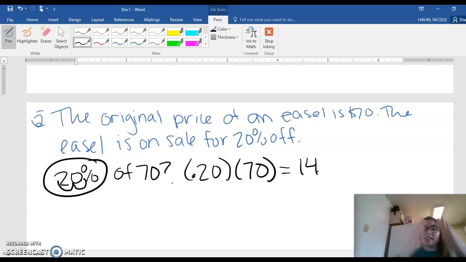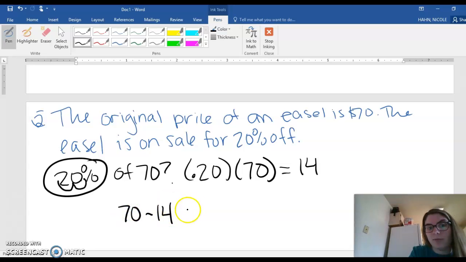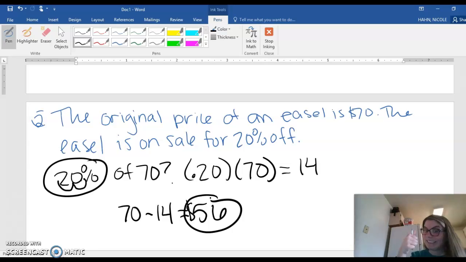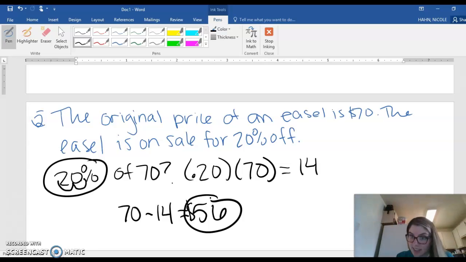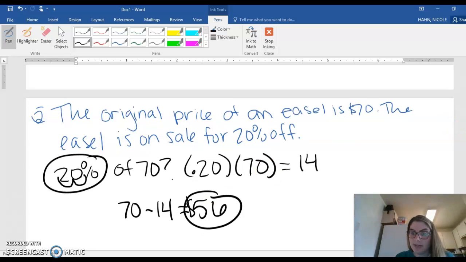Since the discount, we're taking it away. So I'm going to take the 70 and subtract the 14 since that was 20% of it. And then that's going to give me, so 70 minus 10 would be 60, minus another 4 would be $56. Okay, so that was discounts. Remember, discounts, price goes down, so you're subtracting.